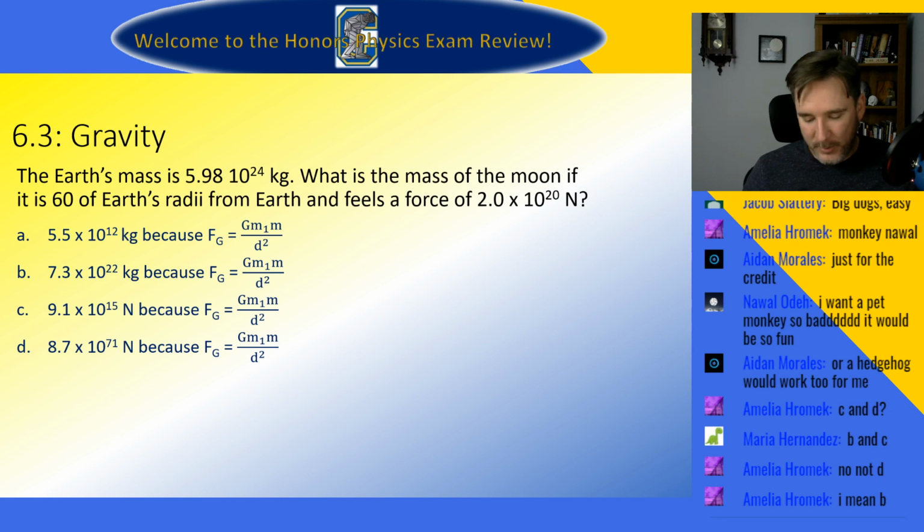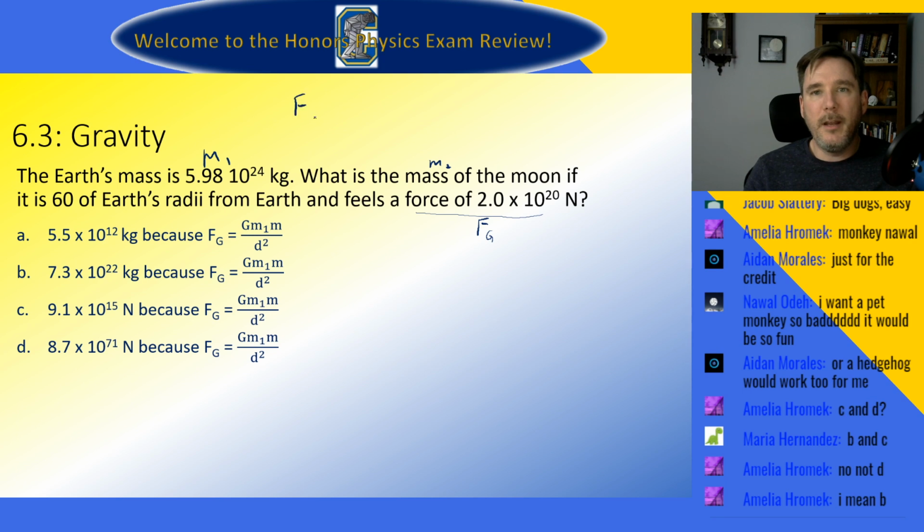All right, here's a weirdo question, and I bring this up for one or two specific purposes. The Earth's mass, that's going to be mass. We'll just call it M1. What is the mass of the moon? Well, we'll call that M2, and that's going to be our unknown. The moon is 60 of Earth's radii away. Well, here we've got a force. That's going to be our FG, the force of gravity.